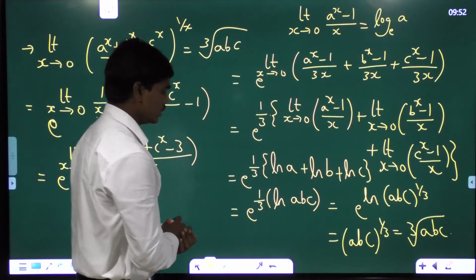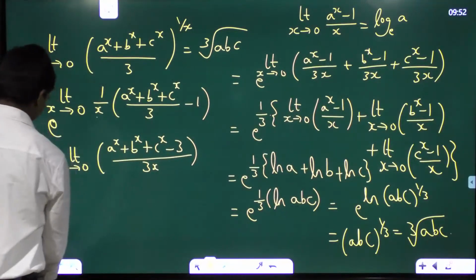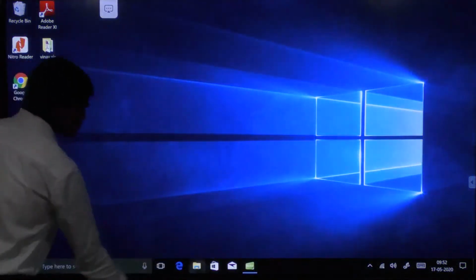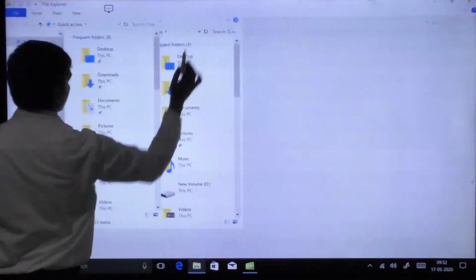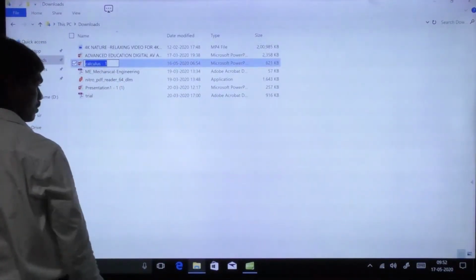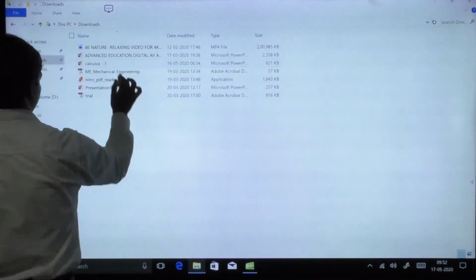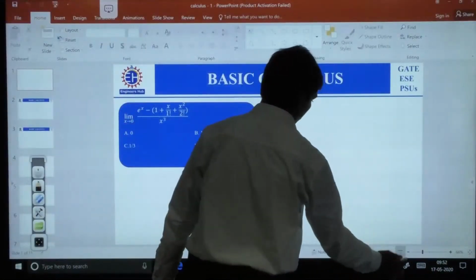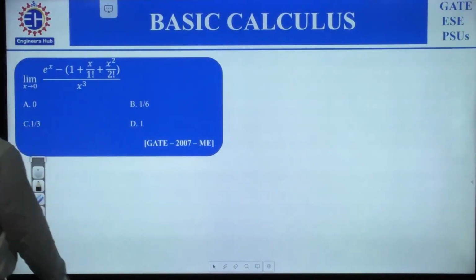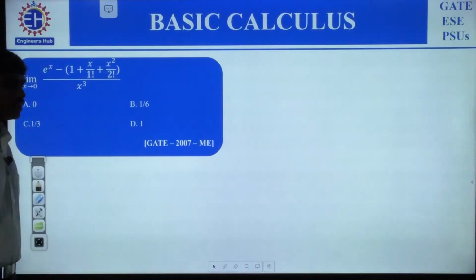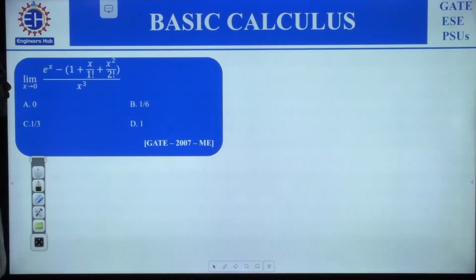Okay, taken. So now we'll move to the problems on limits. Well, this is the first limit. So try to find the limit. It was asked in 2007 by the GATE examination people. So you could give a try for this limit.